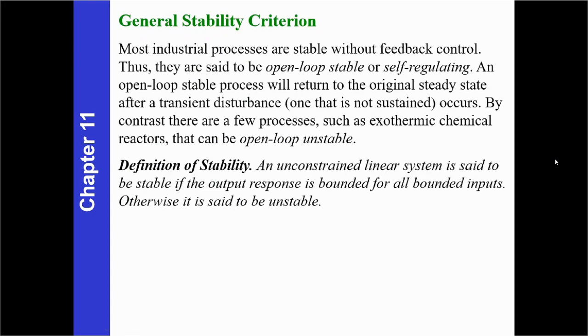So when talking about stability, considering the general stability criterion, we say here that most industrial processes are stable without feedback control. Therefore, they are said to be open loop stable or self-regulating. An open loop stable process will return to the original steady state after a transient disturbance, one that is not sustained. In contrast, there are a few processes, such as exothermic chemical reactors, that can be open loop unstable. We define stability as follows: an unconstrained linear system is said to be stable if the output response is bounded for all bounded inputs. Otherwise it is said to be unstable.